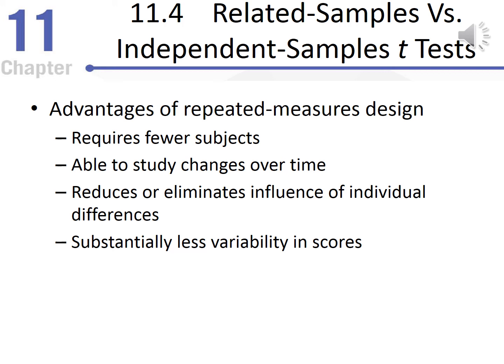Also notable is the fact that the repeated measures design reduces or potentially eliminates the influences of individual differences, and so there's substantially less variability in the scores. That is, the variability that is there is attributable to the treatment effect or a few other things, but the largest source of extraneous variability is individual differences or the differences among people, and that is largely removed in the repeated measures designs.